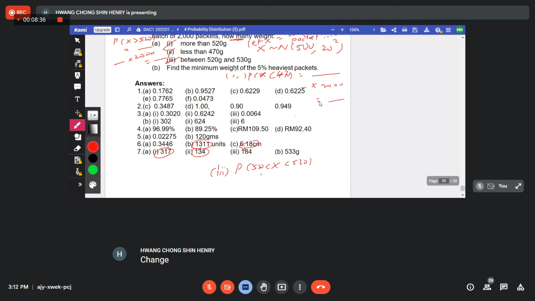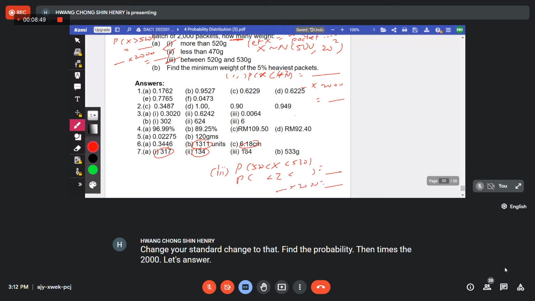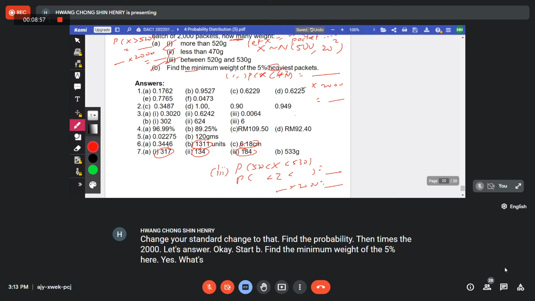Change your standard, change to Z. Find the probability. Then times 2,000. That's the answer. Okay, part B. Find the minimum weight of the 5% heaviest. What's the meaning of heaviest? More than or less than? What's the meaning of 5% heaviest?